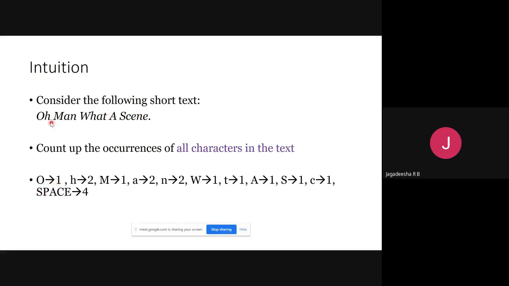H, how many H we have? 2 times, right? And M, there is 1 M. Similarly, A, how many A's? Just count here, maybe 2 times, okay? And all these characters from this statement I have listed here, how many times each letter occurs. And also space occurs 4 times, right? 4 times, 1, 2, here there is a space, and here one more space altogether, 4.